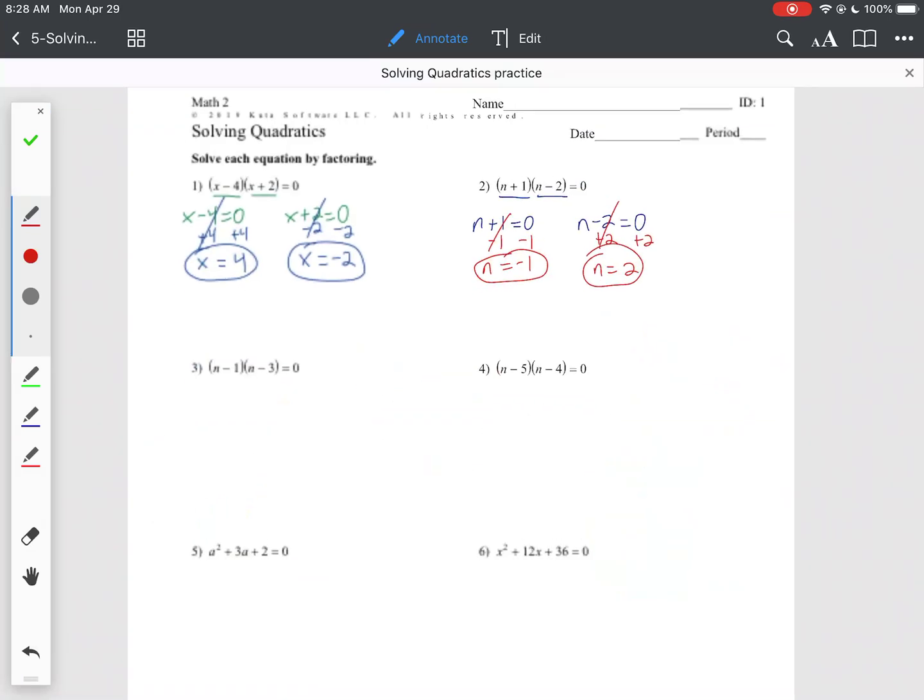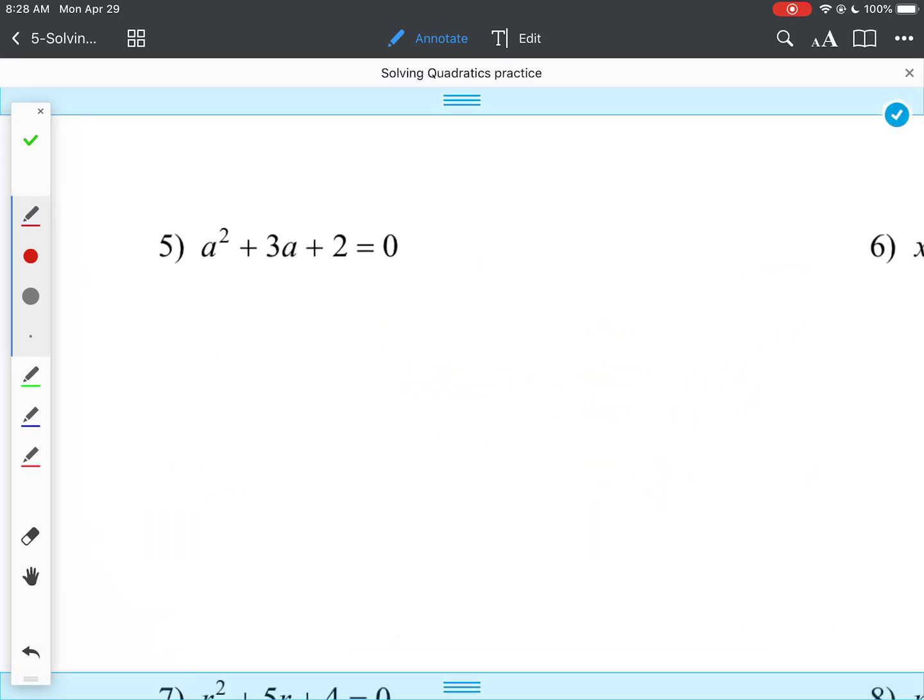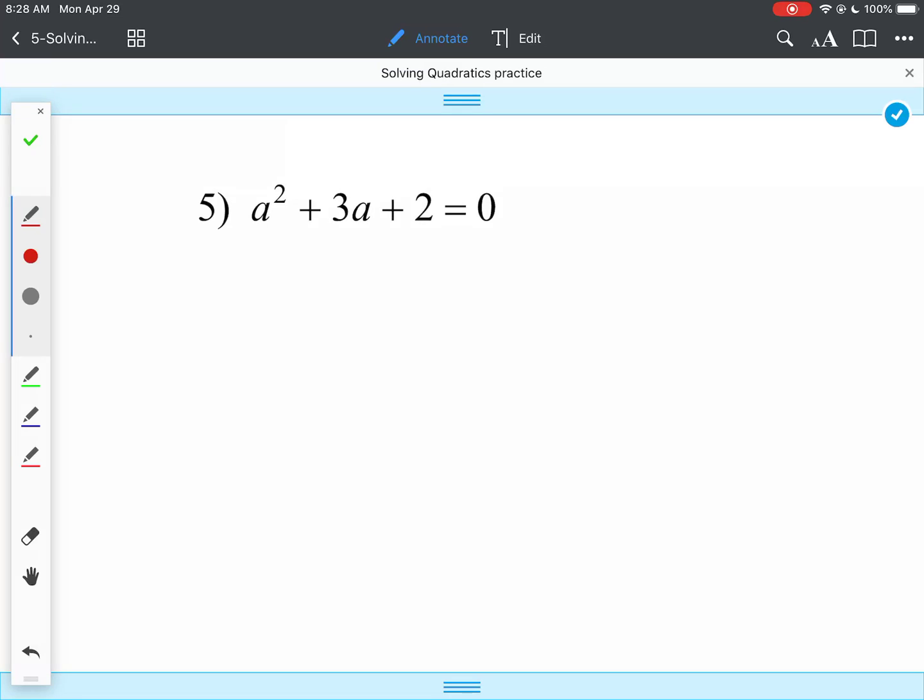All right, now we're building up. Now this is not factored, right? But we know how to factor. Okay, so we set up our sets of parentheses equals 0. Okay, put our variable in the first spot, a. Now we have to make our diamond.